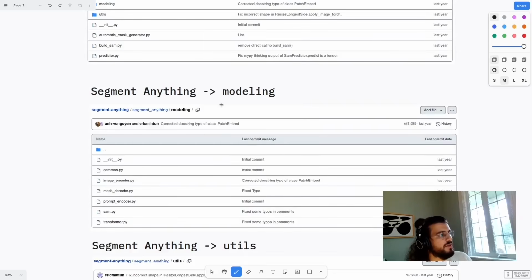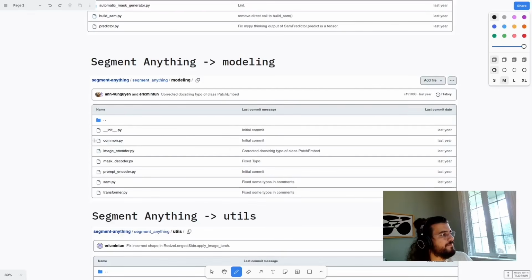So in the modeling folder, you have a bunch of files that correspond to all of the little building blocks that SAM is. So you have the image encoder that will be in there, the mask decoder code will be in there, the prompt encoder will be there. This should technically encompass all of these, right? And transformer should be inside over here. That should be the rough structure that we have.